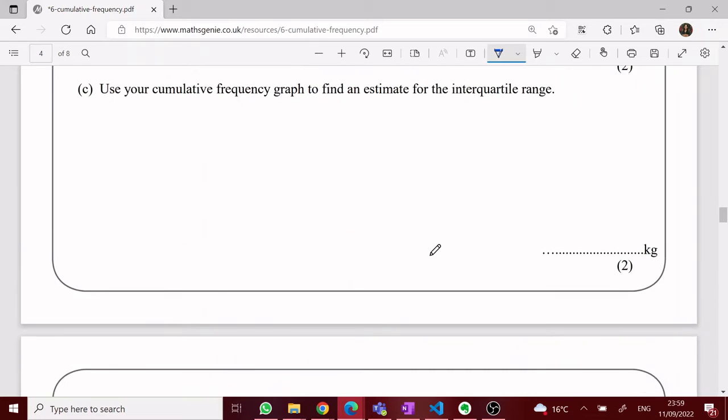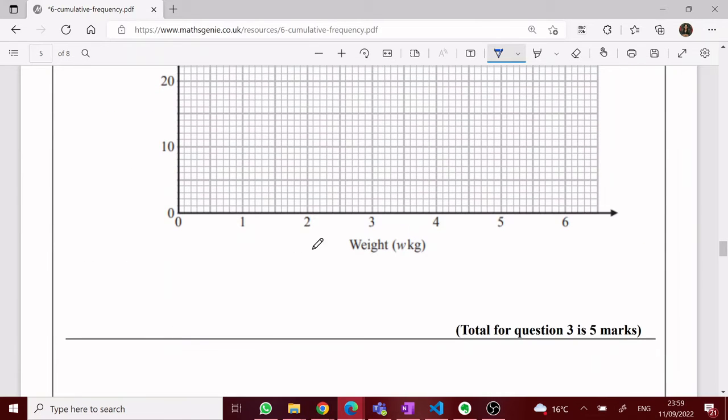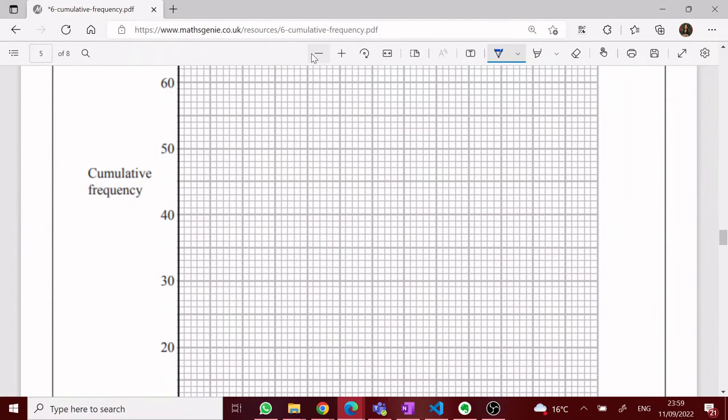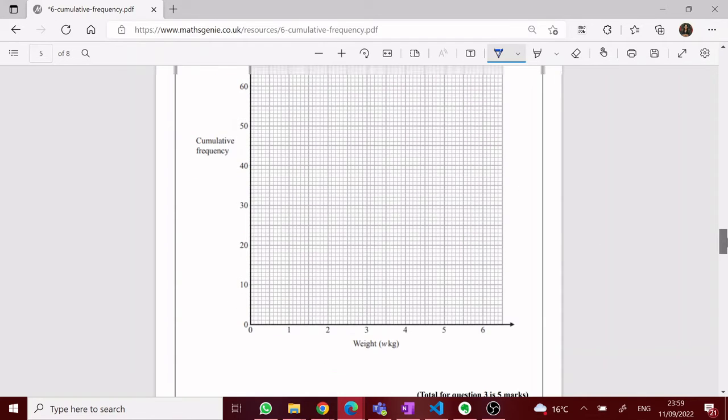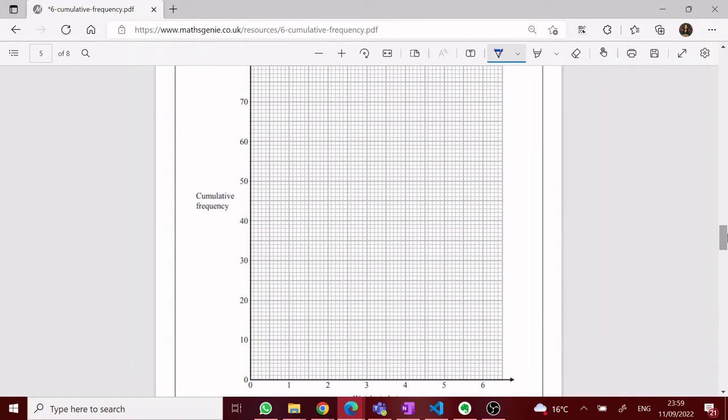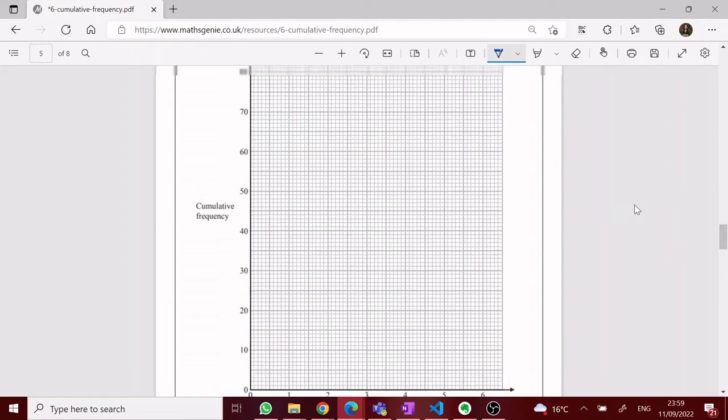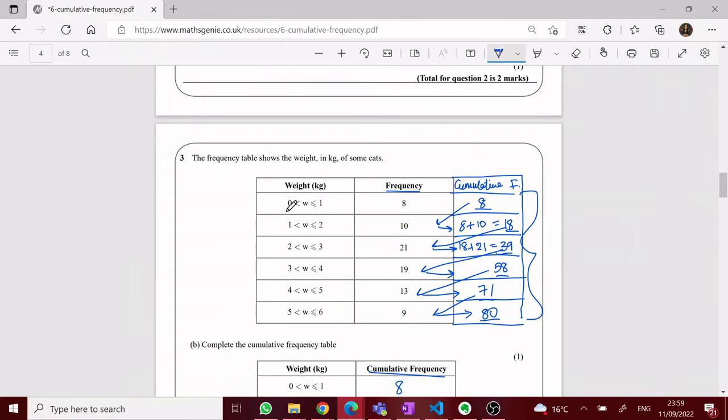So let's just go down here. Here we go, we have a graph. It's a bit too big, so I'm just going to make it a bit smaller, just so you can get the general idea. Now, once you know how to find the cumulative frequency, this is the fact you need to be careful about. When you plot a graph, you don't choose the first one in the range. You always choose the second number in the range.